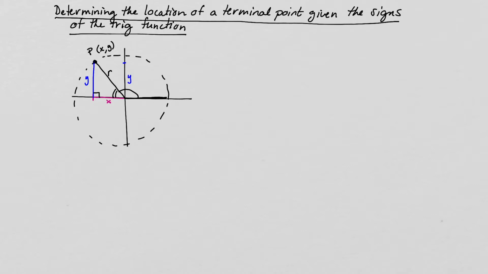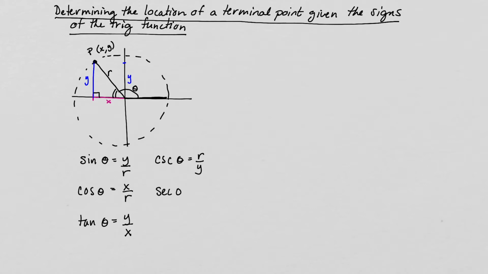Because of that, we can say that the sine of theta is y over r. Remember, it's opposite over hypotenuse. The cosine of theta is x over r because it's adjacent over hypotenuse. And the tangent of theta is y over x. And then remember the ones that go with it. The cosecant of theta is r over y. The secant of theta is r over x. And the cotangent of theta would be x over y.